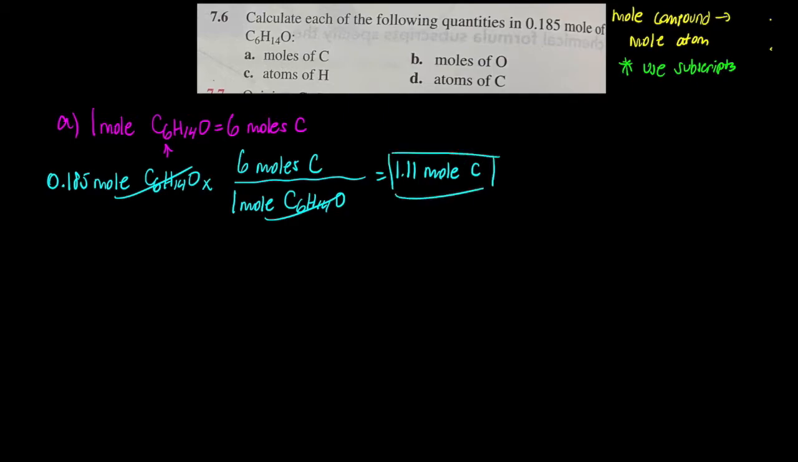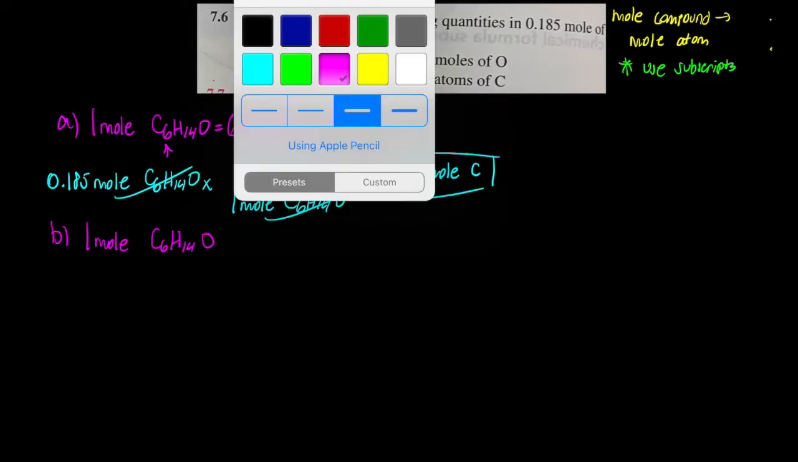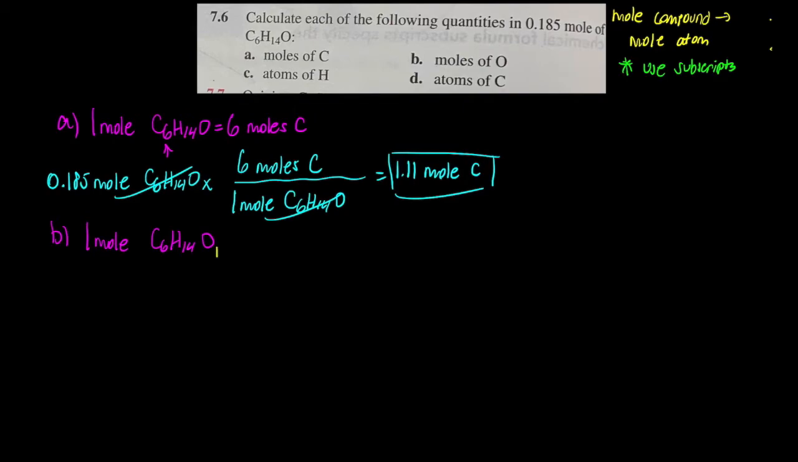Let's do B. For B, we are dealing with the same chemical, but we're looking for oxygen. So 1 mole of C6H14O. Now, what's the subscript for oxygen? Well, if it's not indicated, it's assumed to be 1. So there's 1 mole of oxygen in this huge molecule.